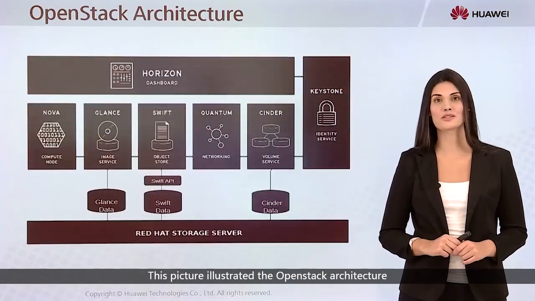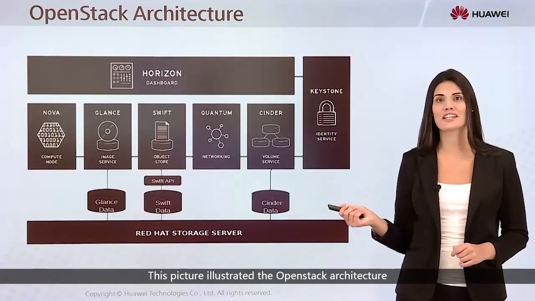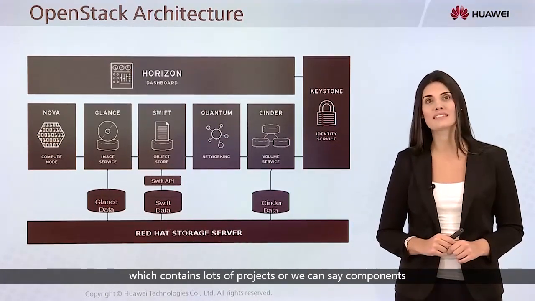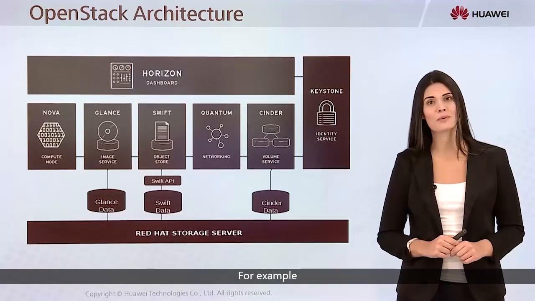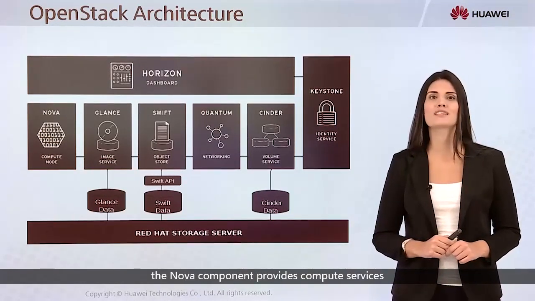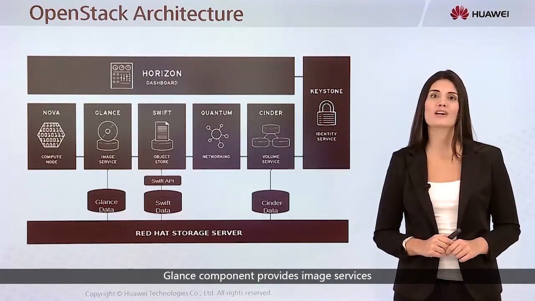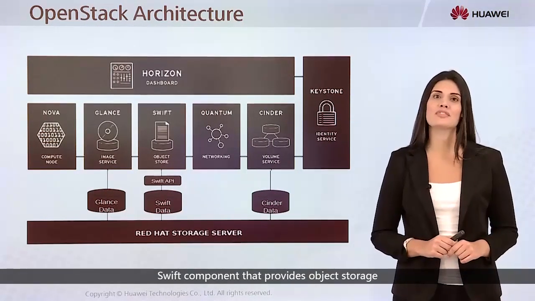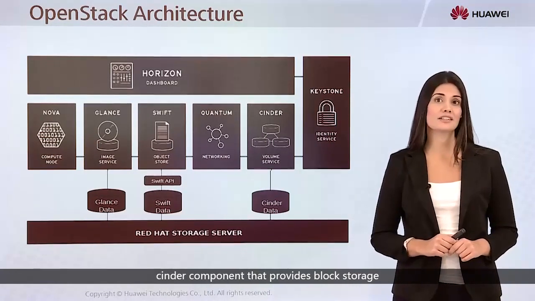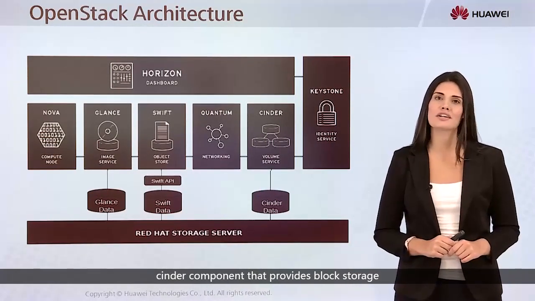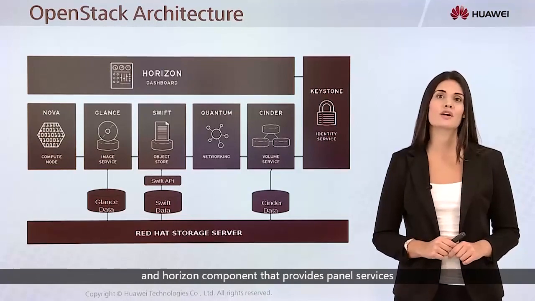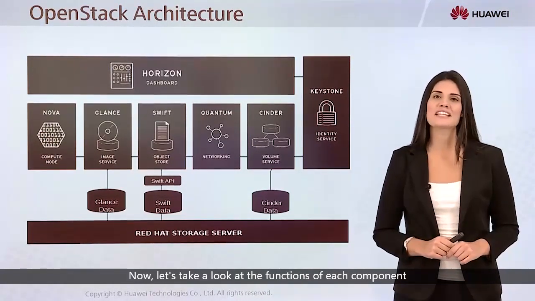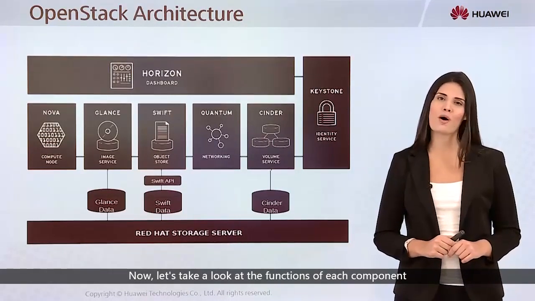These pictures illustrate OpenStack architectures, which contain lots of projects, or we can say components. For example, the Nova component provides compute service, the Glance component provides image service, the Swift component provides object storage, the Cinder component provides block storage, and the Horizon component provides dashboard service. Now, let's take a look at the functions of each component.